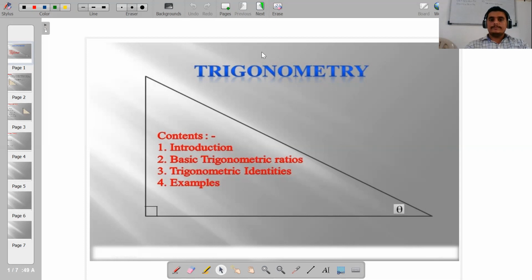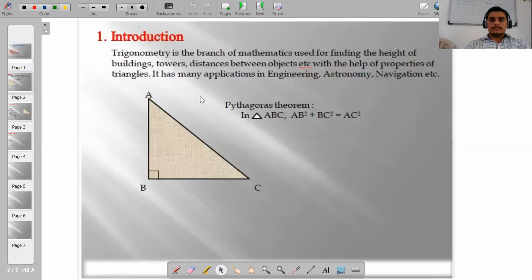which we have covered. The first part of trigonometry is the introduction, where we need it. So trigonometry is the branch of mathematics used for finding the height of buildings, towers, distances between the objects, etc., with the help of properties of triangles. What does it actually mean?